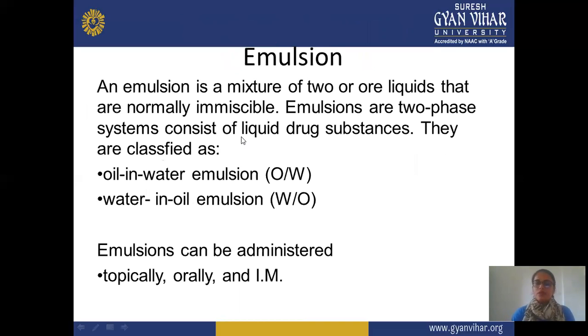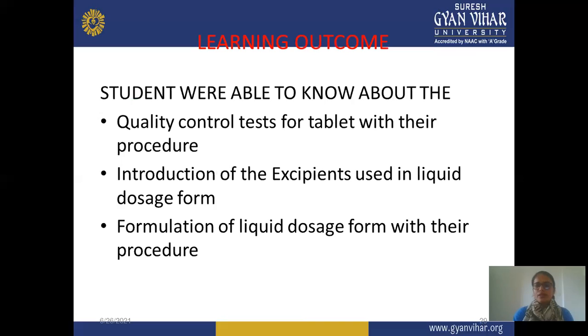Next liquid dosage form is emulsion. Emulsion is a mixture of two or more liquids that are normally immiscible. Emulsions are two-phase systems. This is also a liquid dosage form, but it is a mixture in which two liquids are used, and these are immiscible. The two phases may be oil in water or water in oil. Emulsion can be administered not only by the oral route but also by the topical route, or certain injection routes like intramuscular. Topical and oral are the routes for emulsion administration. This is all regarding the liquid dosage form.